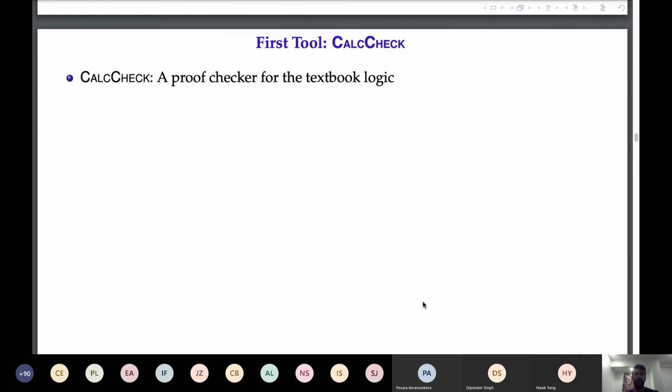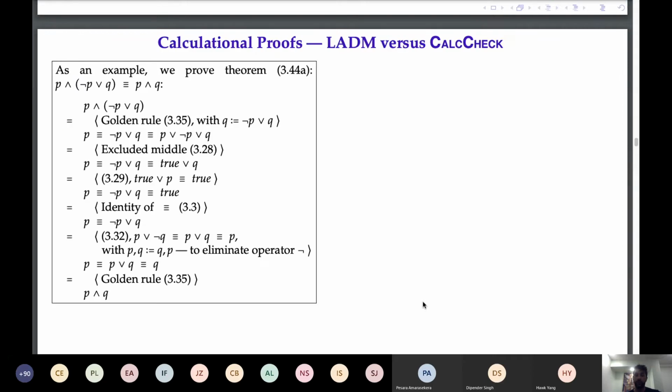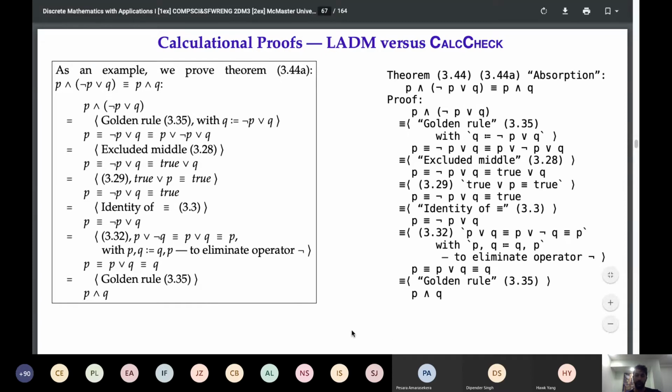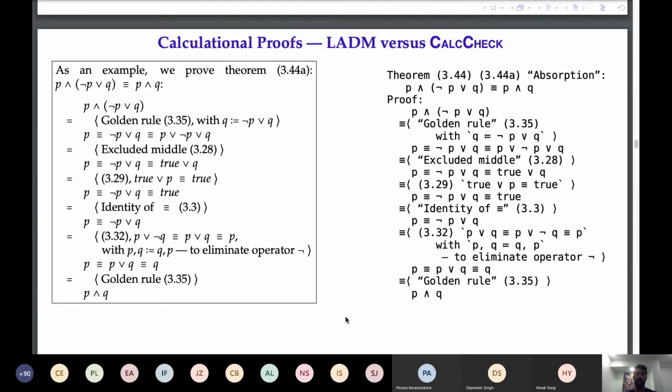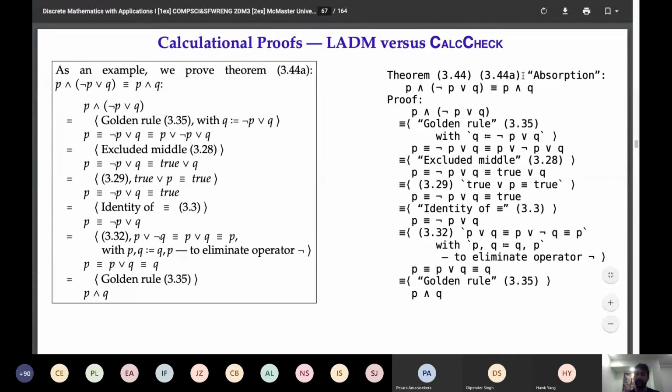All right. So as I mentioned earlier, we're going to be using CalcCheck, right? So it's going to look at your proofs, right? So this is a proof from the book, right? And this is how you're going to write it. All right. So it's essentially the same thing. The main syntactic difference is we're going to give explicit names, right, besides theorem numbers, so that way we can refer to them easily. And we're going to, of course, be using Unicode with ASCII syntax.